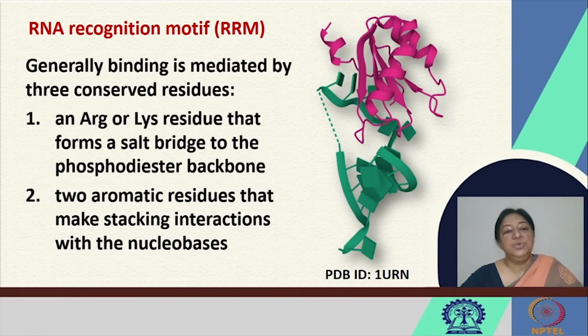So the binding is usually mediated by several conserved residues. It could be an arginine or a lysine residue that forms a salt bridge to the phosphodiester backbone. We know that we have the sugar phosphate backbone and the bases attached to it. Also, there are two aromatic residues that can make stacking interactions with the nucleobases. So just like we studied the specific types of interactions that are possible, there are hydrogen bonding interactions, van der Waals interactions, electrostatic interactions, as well as stacking interactions in this case with the aromatic residues that can be involved in interactions with the bases.